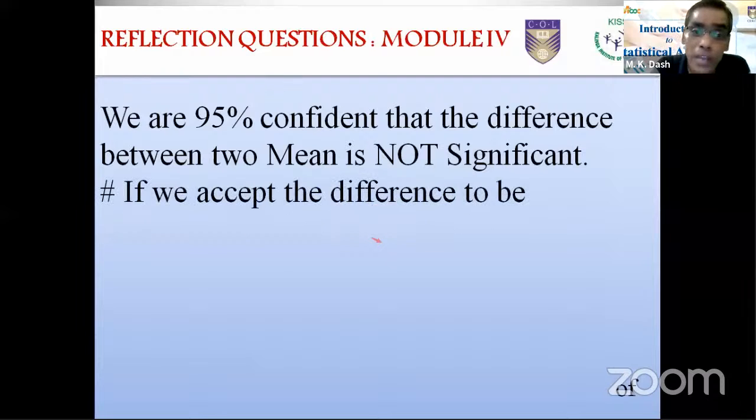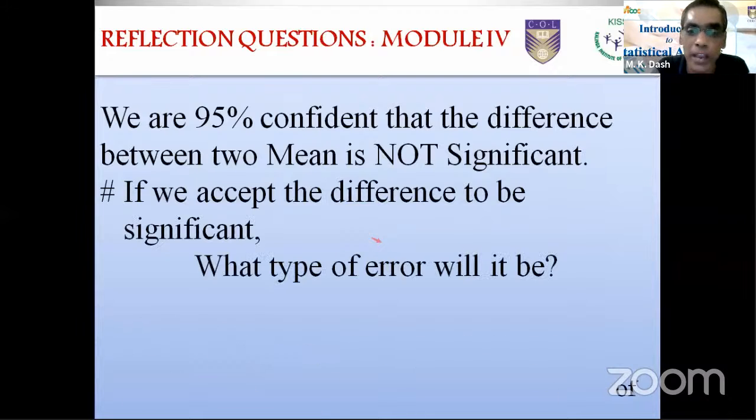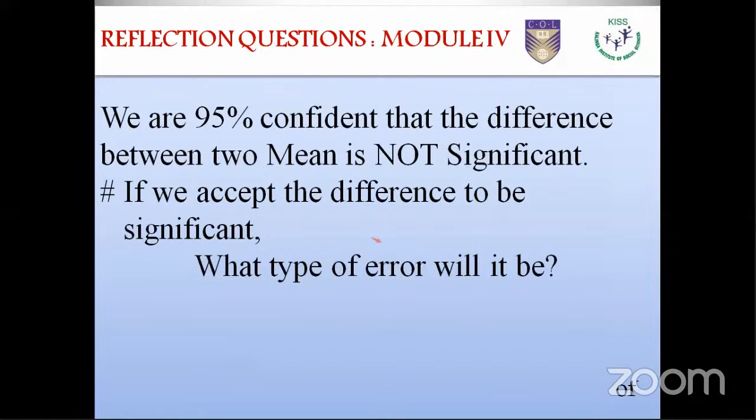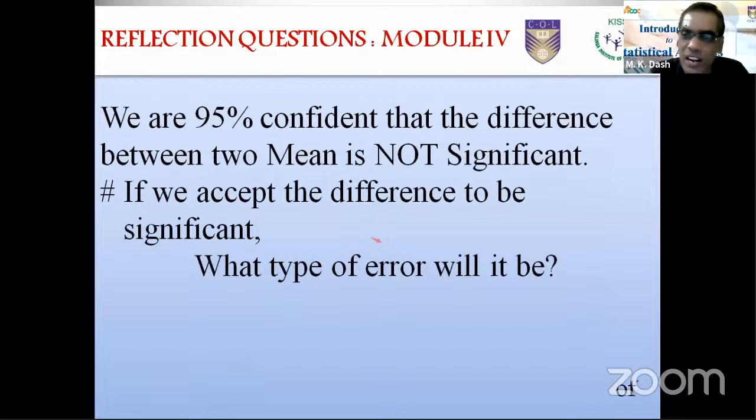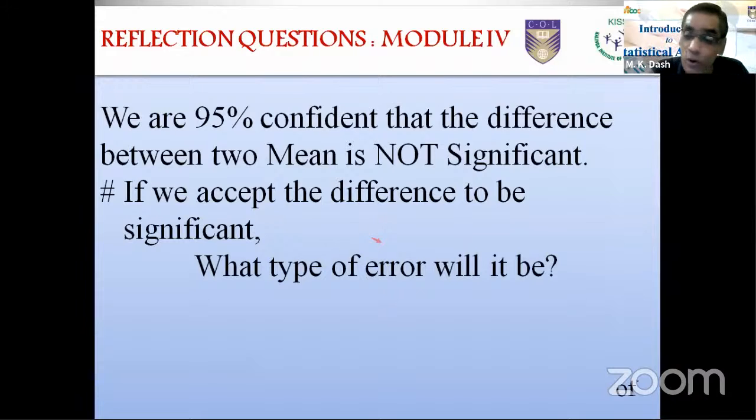Now, if we accept the difference to be significant, what type of error will it be? Can anyone give the answer? So alpha. We have rejected the null hypothesis. For the time being, just consider, suppose Beta. Type 1 error, sir. Type 1 error. Let us see. Type 1 error.